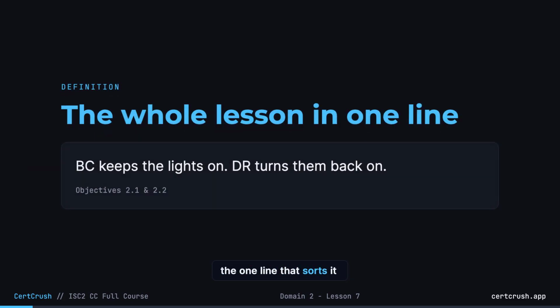Here is the one line that sorts it forever. BC keeps the lights on. DR turns them back on. Hold on to that. Everything else in this lesson just unpacks it. This is Objectives 2.1 and 2.2, and the exam confuses them on purpose.